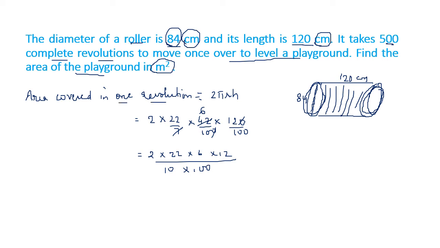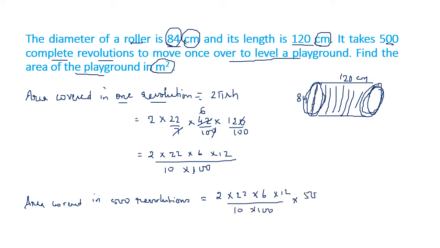I'm not multiplying yet, we'll see why. But now the area covered in 500 revolutions will be, so I have to multiply by 500. I have not multiplied it yet to make the work easier. So this is one revolution. Let me copy it down: 2 into 22 into 6 into 12 upon 10 into 100.